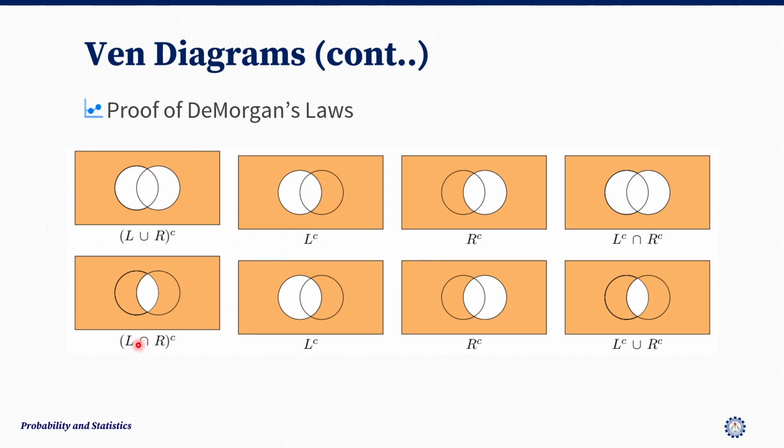We also have the same with this one. Let's say for instance we have L intersecting R complement. If we get the left complement and the right complement and union these two, we can get the same. So L complement union R complement will be equal to L intersecting R complement. So that's how you prove De Morgan's law.